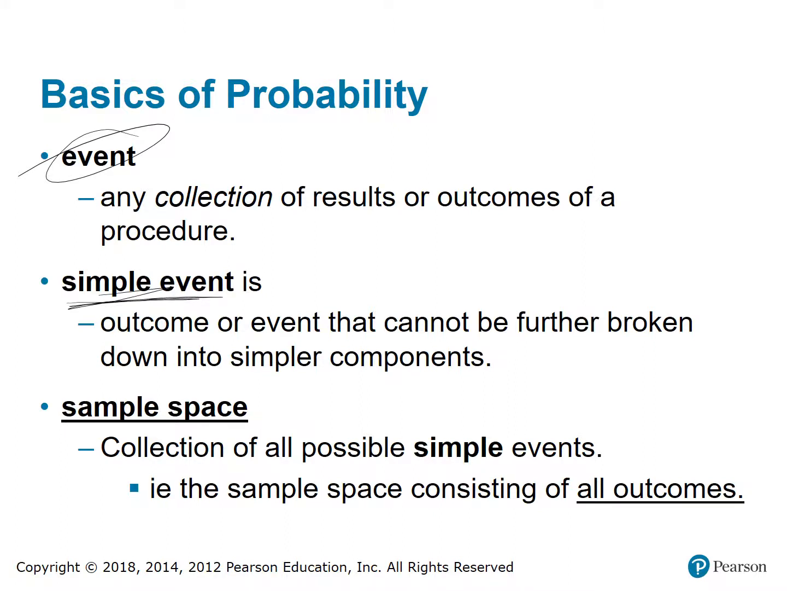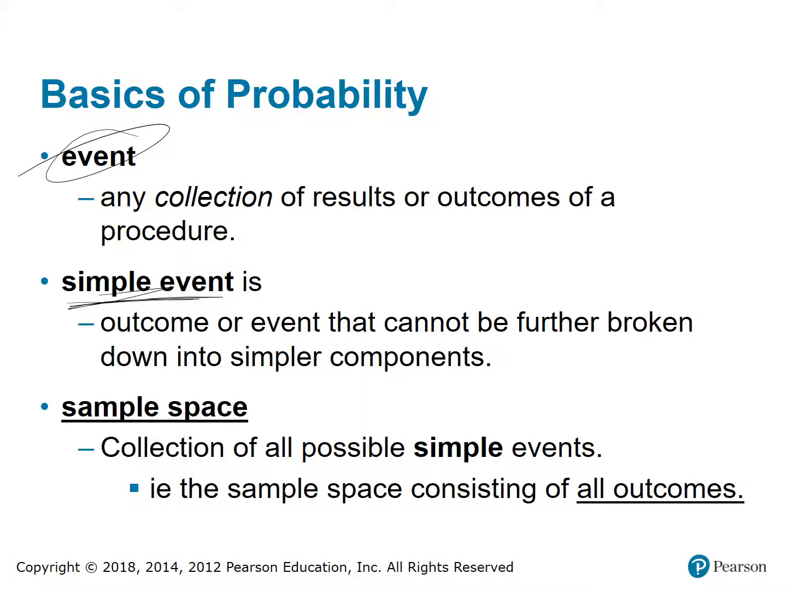Now a simple event is an outcome or event that cannot be further broken down into simpler components. For instance, flipping a coin is either going to be heads or tails. It cannot be broken any simpler. Or if you're looking at a coin being flipped twice, a simple event would be heads and then tails. In this case, the order counts. Tails and then heads would be another event.